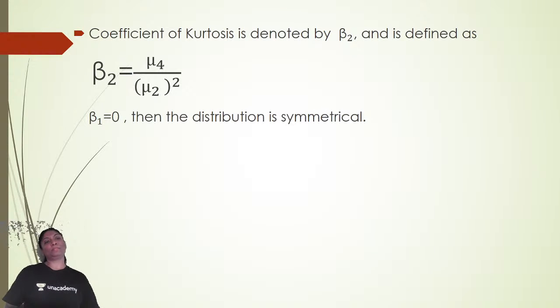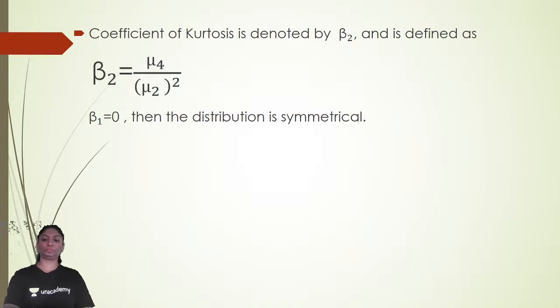Now here, beta 1 denotes the coefficient of skewness and beta 2 denotes the coefficient of kurtosis. So beta 2 is equal to mu 4 upon mu 2 square. If beta 1 is equal to 0, then the distribution is symmetrical.